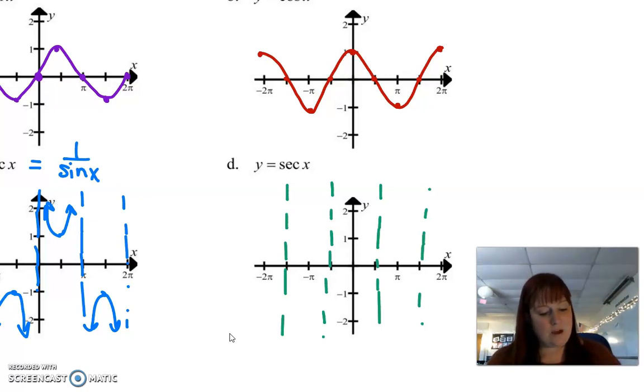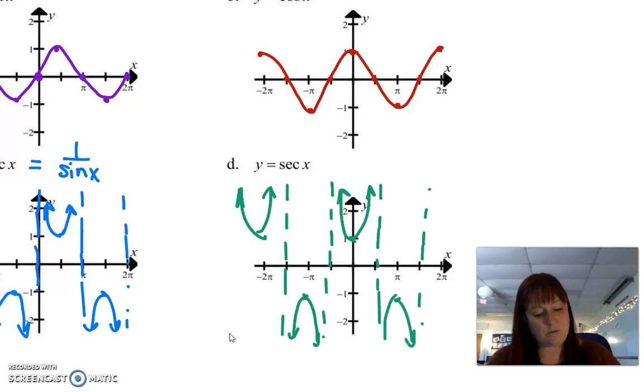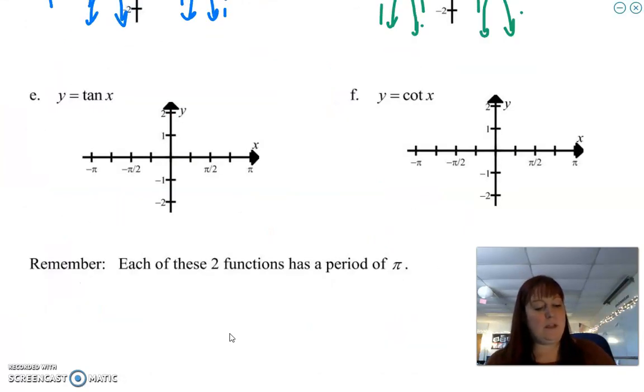And then it's going to have a max, a relative max, everywhere that cosine had a relative min, because we're just doing the reciprocal. So secant looks like that. Okay, now tangent's a little different.